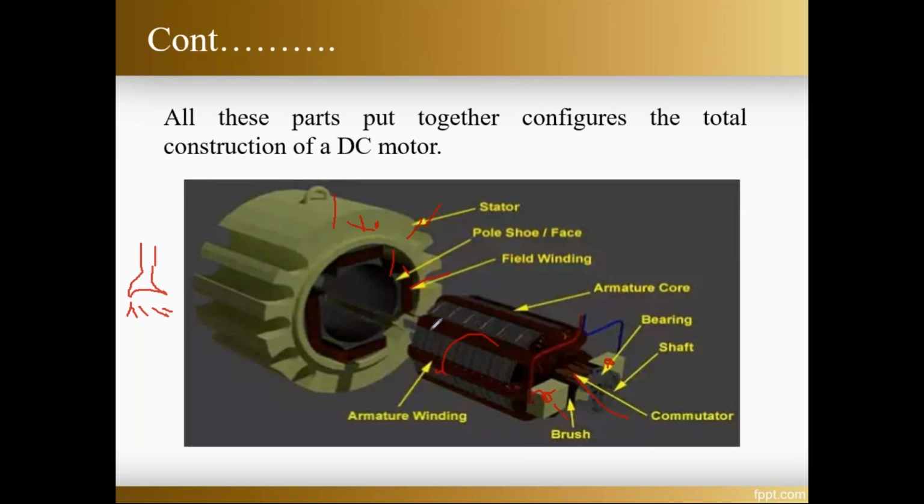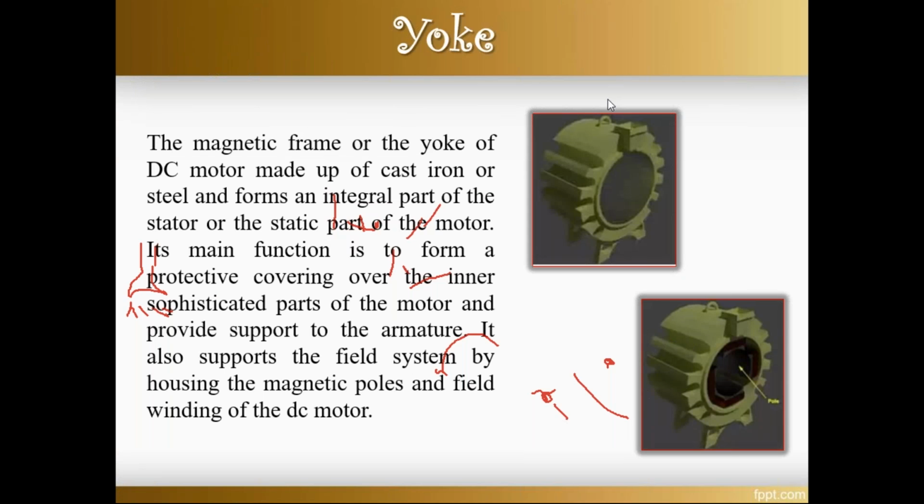Now we will see one by one the description of each part. The first one is the yoke. To remember the yoke, you need to remember only the materials we are using: cast iron and silicon steel. It forms an integral part of the stator, meaning it is merged into the stator. And the main function is to form a protective covering.